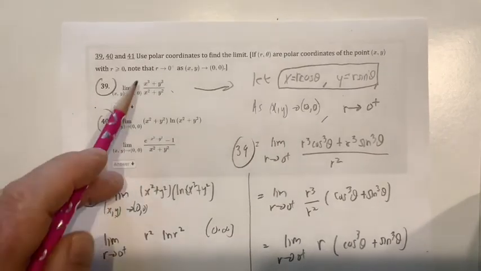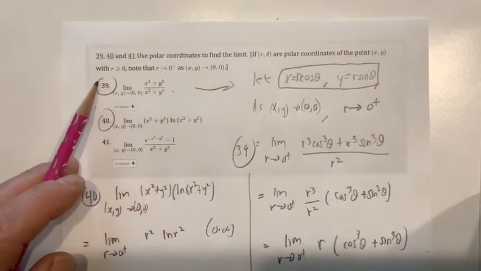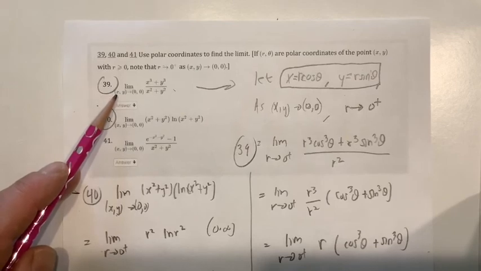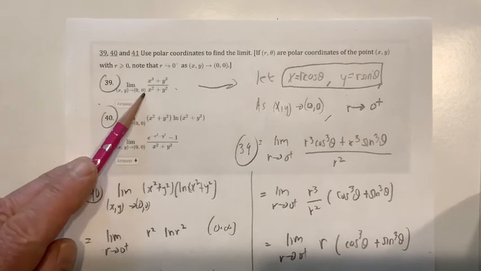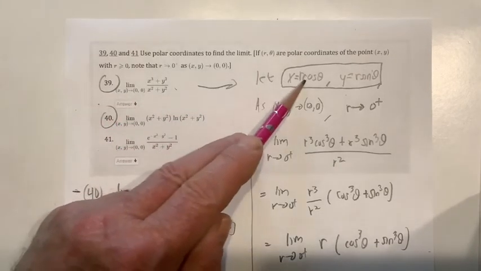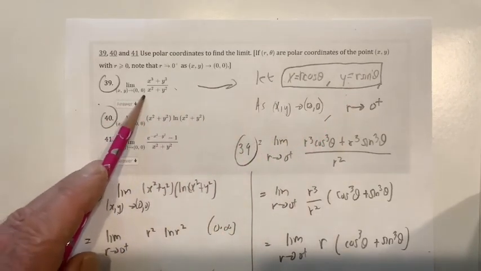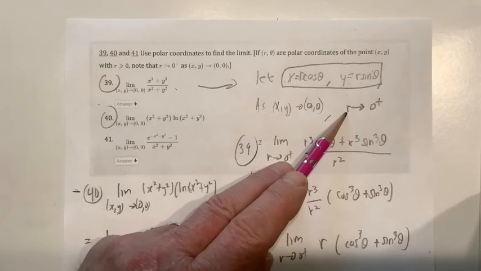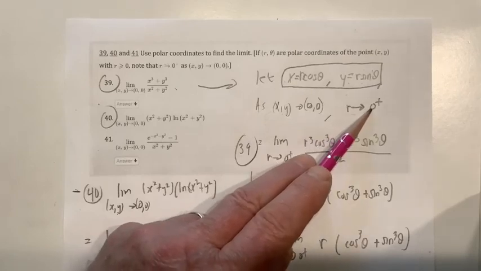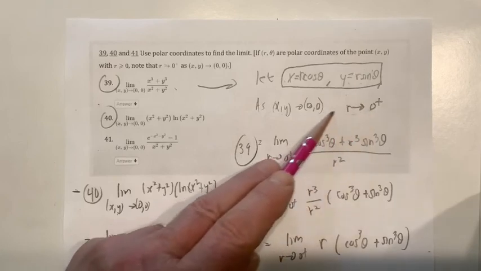Last one. This is kind of nice. Sometimes you can use polar coordinates to help you compute limits as well. The key is, for this limit here, if you let x equal r cosine theta and y equals r sine theta, this is the important part. As xy is getting close to 0, 0, doesn't that mean the radius is getting close to 0? We don't care what is happening to theta. It's the r value that has to get close to 0.